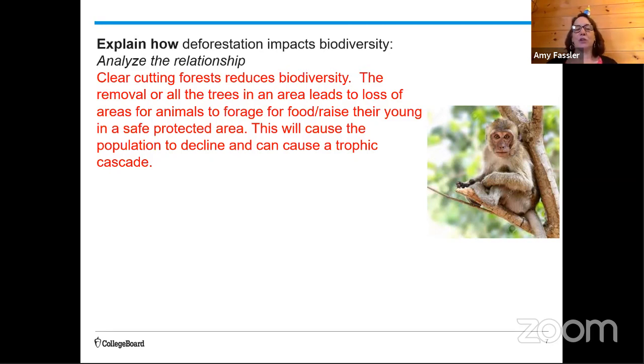And then I'm going to put a little bit more meat on that. I'm going to keep going. The removal of trees in an area leads to the loss of animals' protected areas. This then could cause the population to decline. So I can't just say, oh, loss of habitat means loss of biodiversity. I need to explain how losing habitat leads to a loss of biodiversity. If those animals don't have their habitat, their populations are going to die off. There will be a loss of species or a loss of number of individuals.